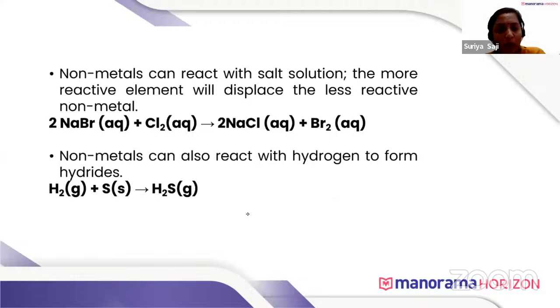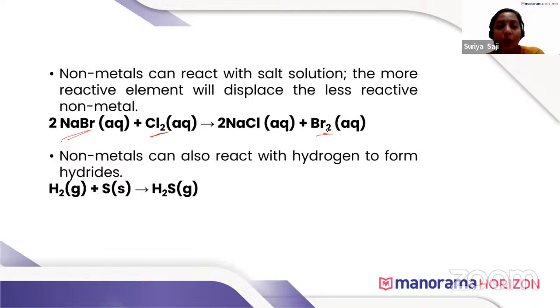Then again, non-metals can react with salt solutions. The more reactive element will displace the less reactive non-metal. Here, we can take chlorine as the non-metal. It reacts with a salt solution. NaBr is a salt. In first class, we discussed how salts are formed: acid and base react together to give salt, right? So here NaBr is the salt. Bromide is an ion that can form salt. NaBr reacts with chlorine and gives sodium chloride and bromine.